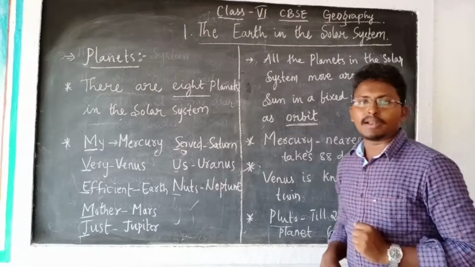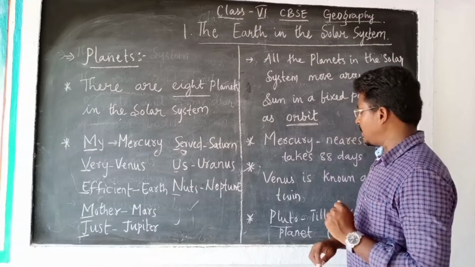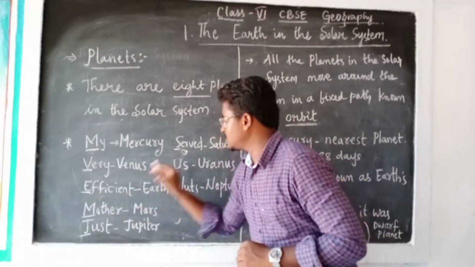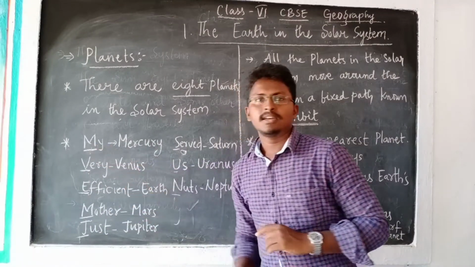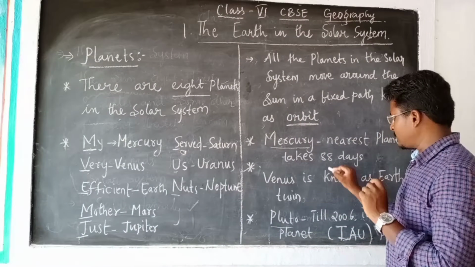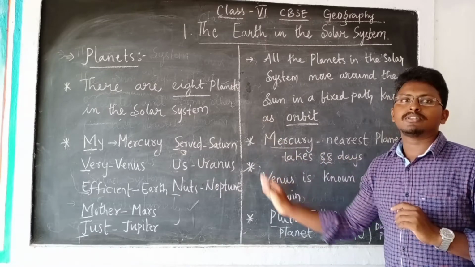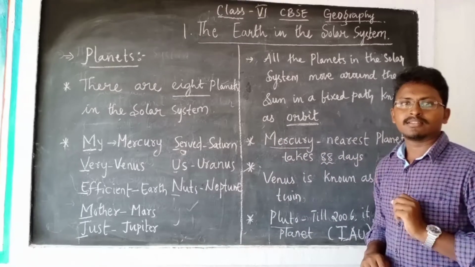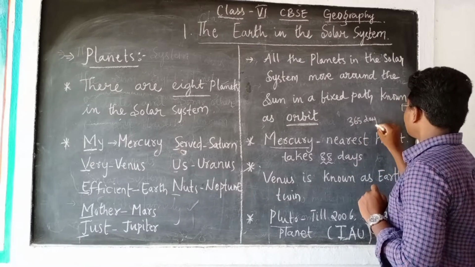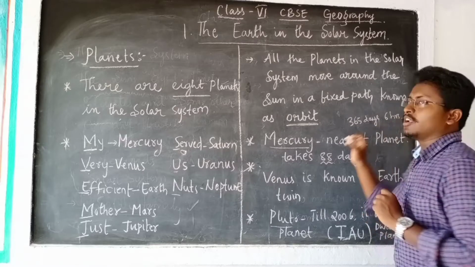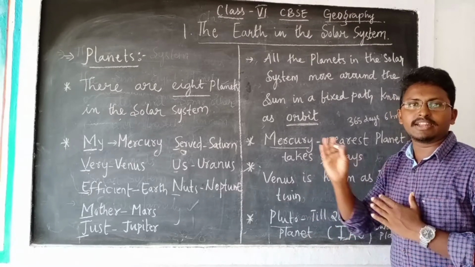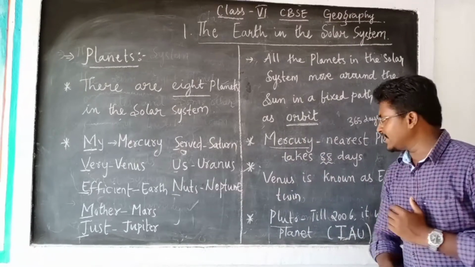Then, which is the nearest planet to the sun? The nearest planet to the sun is Mercury. As I told, my very efficient mother just served us nuts. The first and the closest planet to the sun is Mercury. It takes just 88 days to revolve around the sun. You know how many days Earth takes? You all know very well. The Earth takes 365 days and 6 hours to revolve around the sun. But Mercury, since it is very near to the sun, takes just 88 days to revolve around the sun.